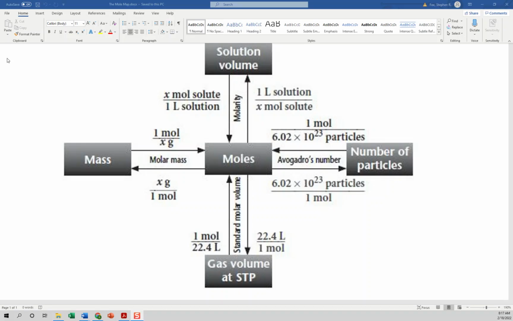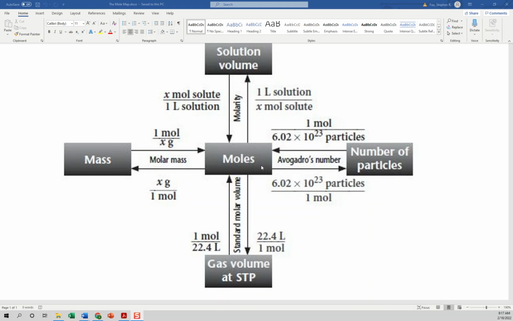So the more practice you do with the mole map, hopefully you start noticing patterns, you start memorizing the different things you do for each type of calculation, and then you don't need your mole map anymore, okay? But if you're always going to use that mole map, you better memorize it, all right? So let's go to it. All right, let's look at the mole map.